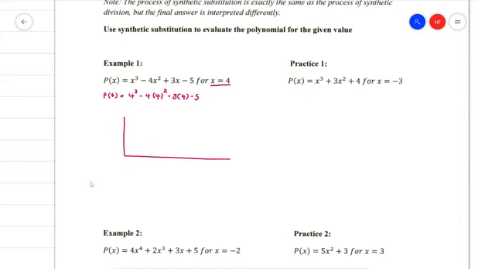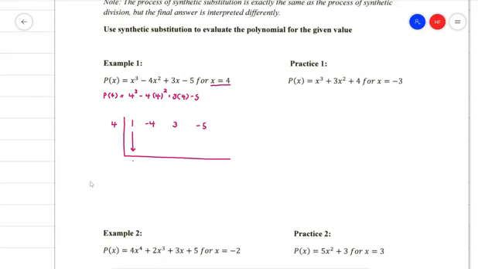So we're going to check the same way we did before to make sure that all of our powers are there. We start with a 3, then a 2, then a power of 1, and then a constant. So they're all there. And this time, instead of flipping to the opposite sign, we're going to keep it exactly as it is. So x equals 4 means we're going to use a 4. We're still going to put the coefficients at the top. So 1, negative 4, 3, and negative 5.